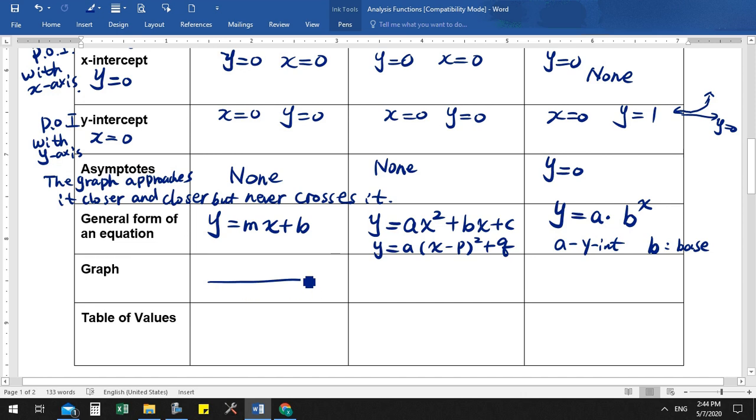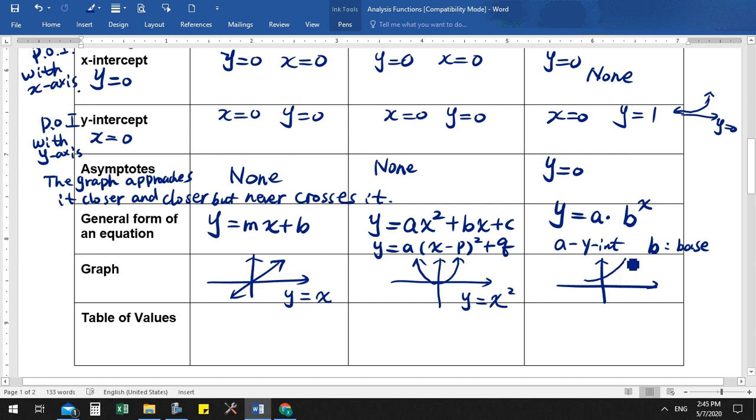The graph just now I have is for the base function, the parent function, the simplest function in this family. The graph for the parent function is y equals x squared. For this one, the base will be changing. A base greater than 1 is increasing, and if the base is less than 1, it will be decreasing. So it changes for different bases.